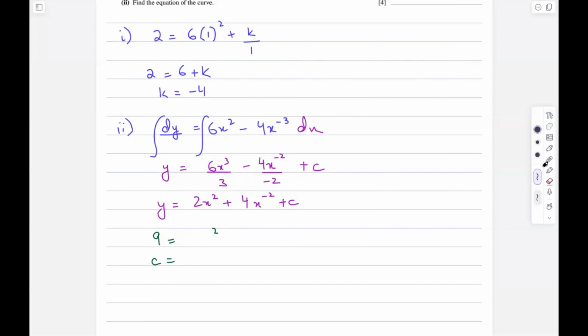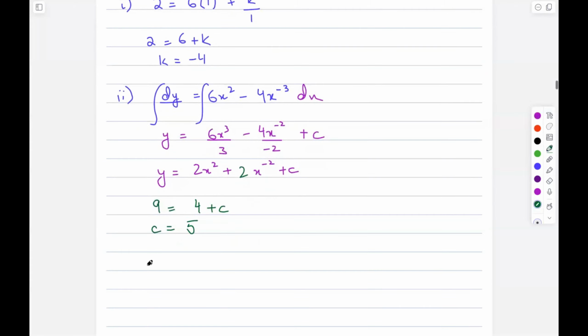There's a small mistake over here. So this will become 4 upon 2. This will be equal to 2 over here. So this is 2x to the power minus 2. So this will become 2 plus 2, 4, plus c. So c will be equal to 9 minus 4, which is equal to 5.